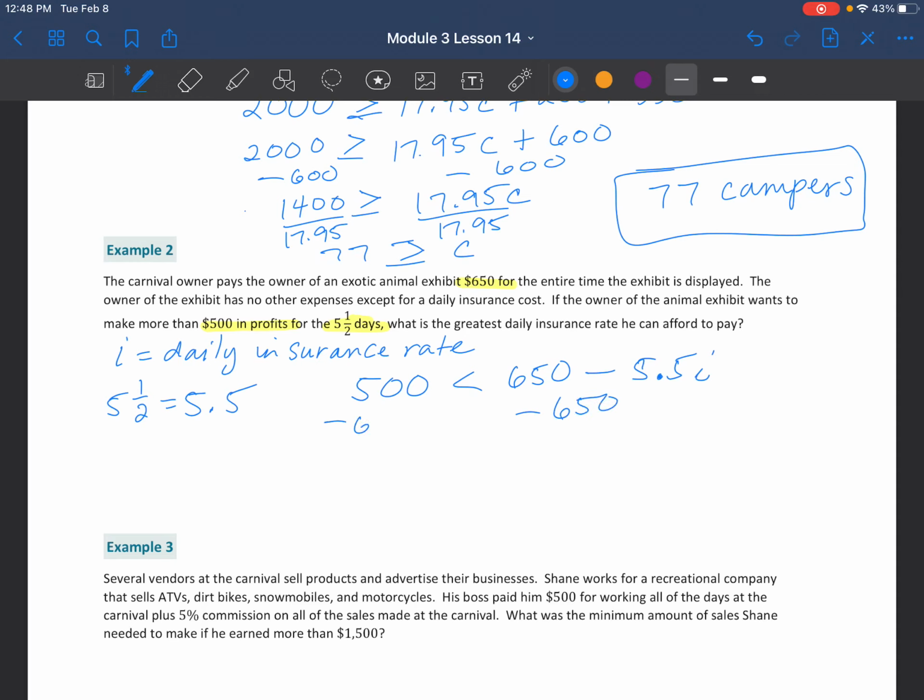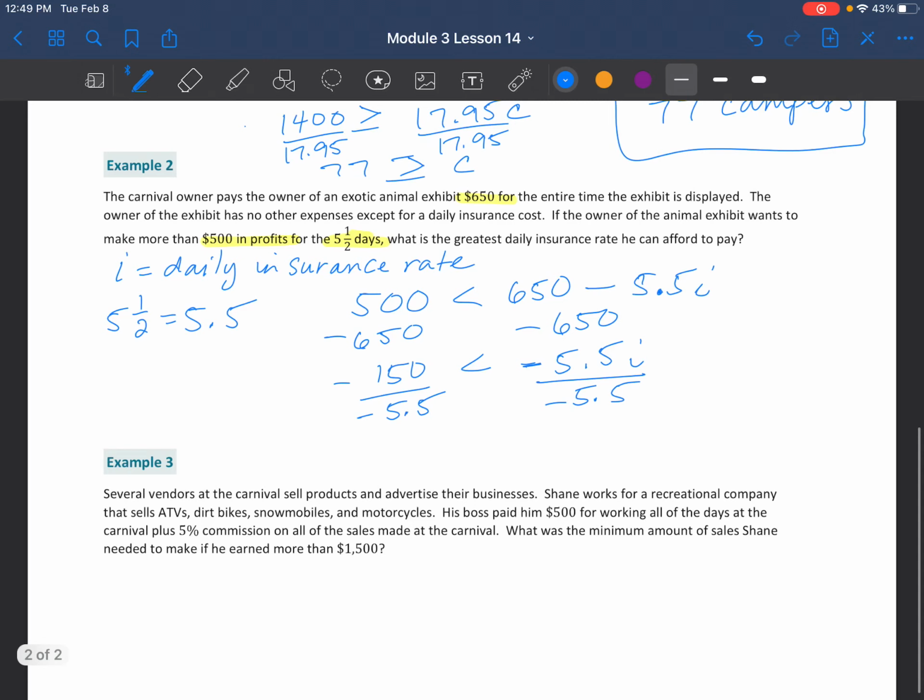now I'm going to change 5.5. I'm going to make that a decimal and use 5.5 so we could put it in our calculator. So that's going to be 5.5i. Okay. So now we can solve our inequality. Let's subtract 650 from both sides. Here we end up with negative 150. And then we have a negative 5.5i, right? Because he has to give this money, right? So that's why it's a negative.